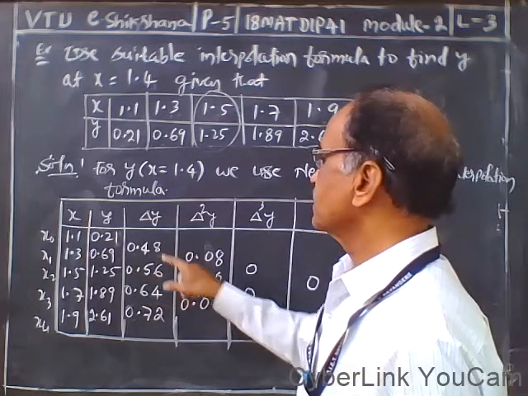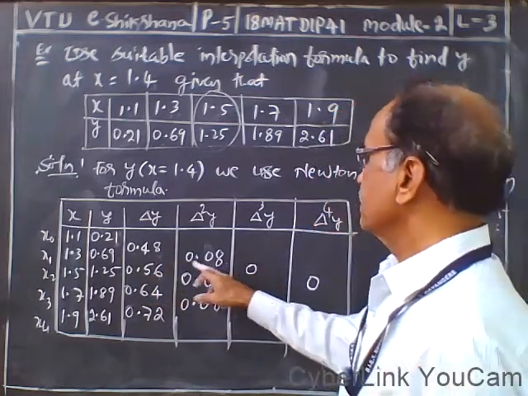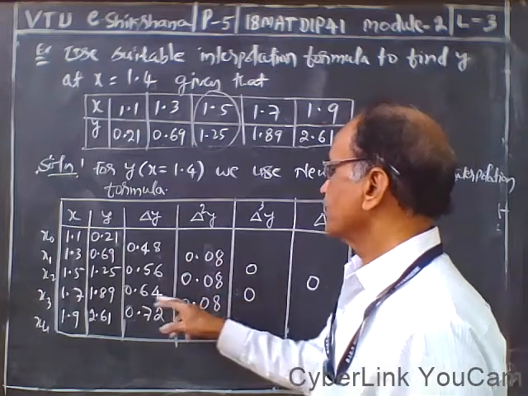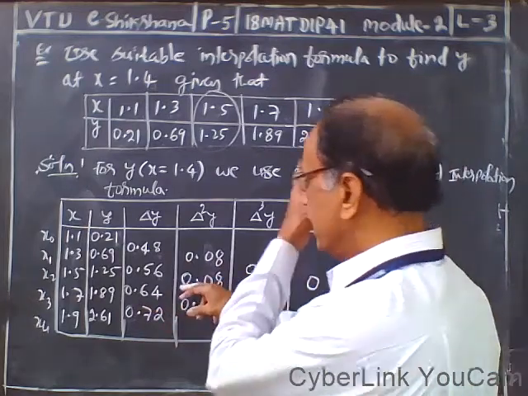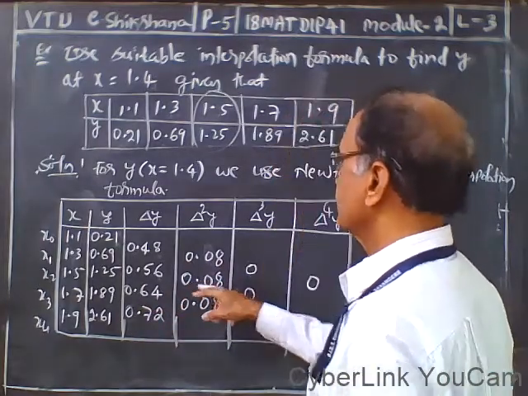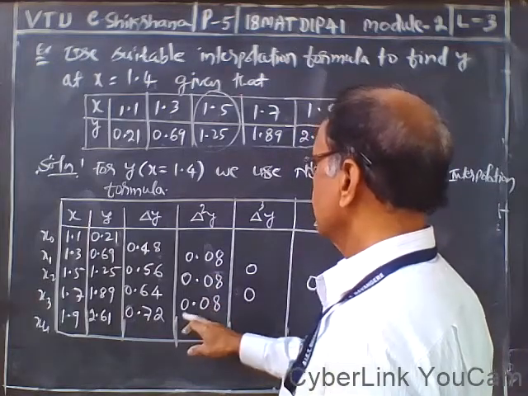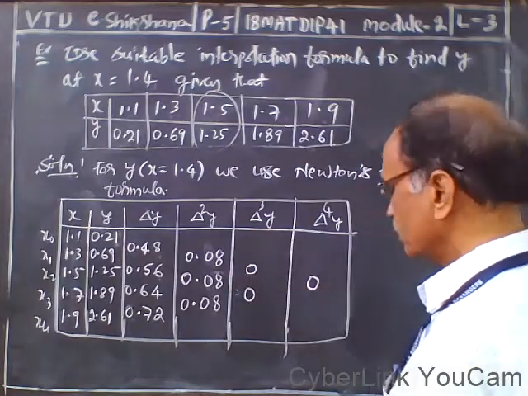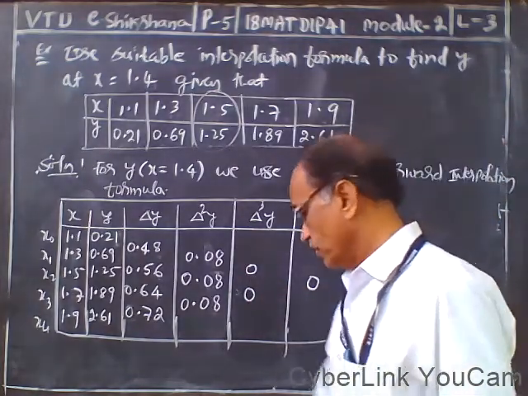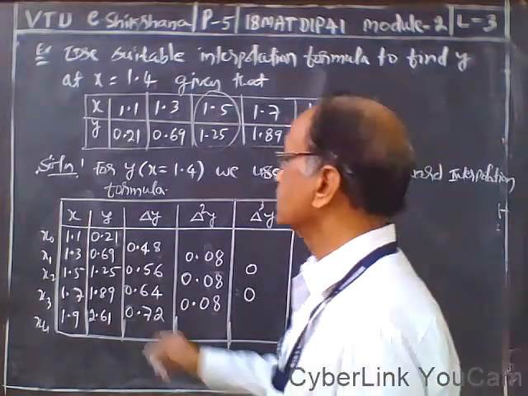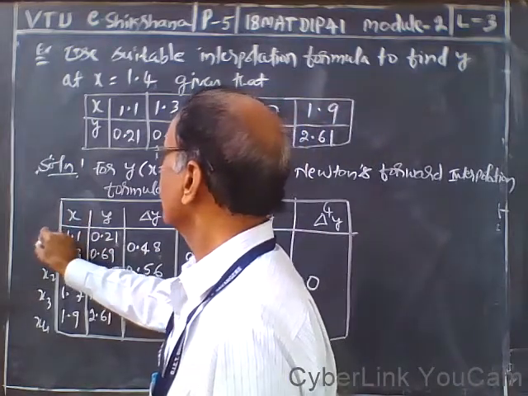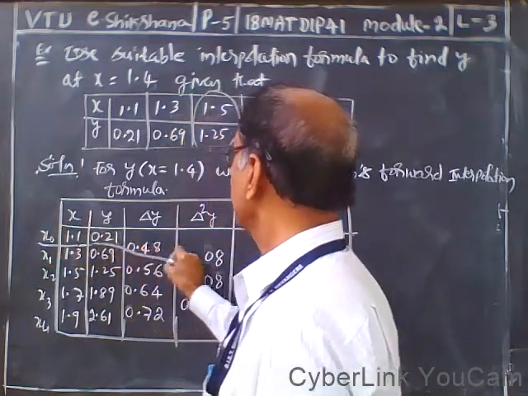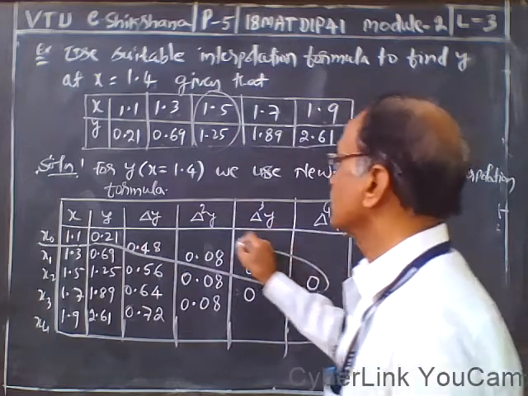Then 0.56 minus 0.48 is 0.08, then 0.64 minus 0.56 is 0.08, then 0.08. Next value, the difference between these two values is obviously 0, 0. Therefore, we will substitute these values into Newton's forward interpolation formula.